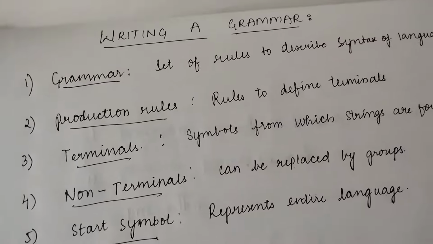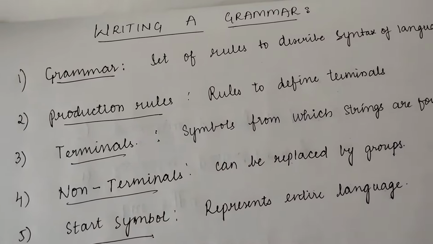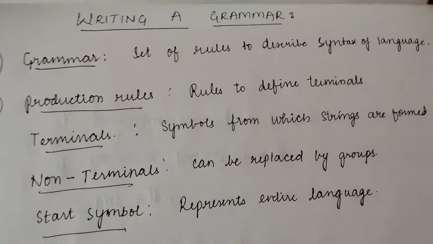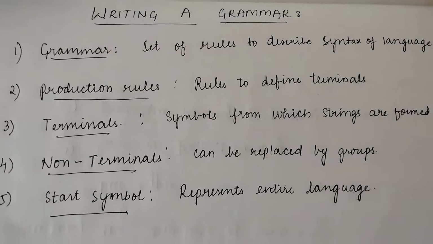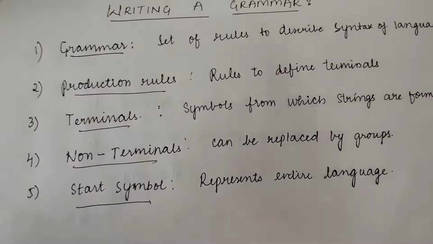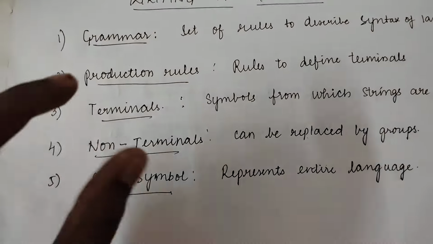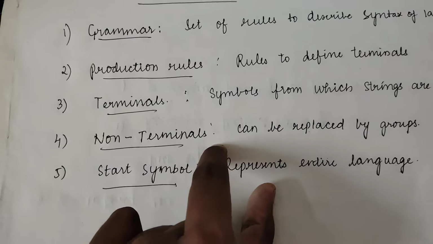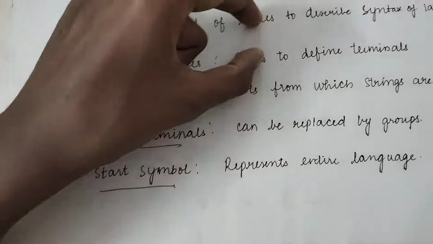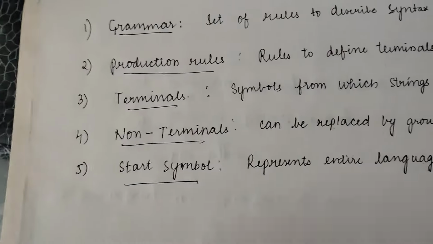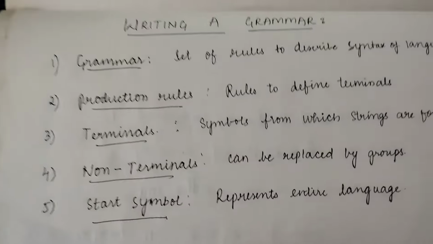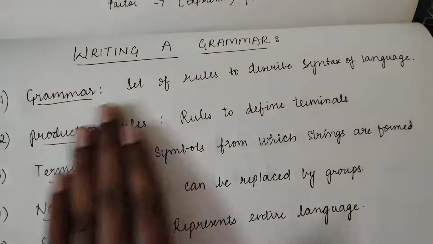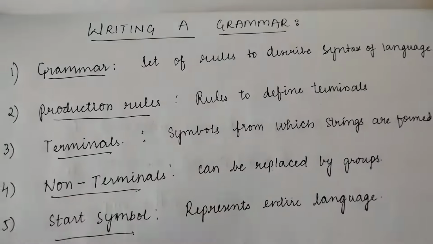So in simple words, let's take it this way. First one is grammar, right? Now, what is grammar? Grammar is basically the set of rules which describe the syntax of a language. It consists of a finite set of production rules where each rule describes how a particular language construct can be formed. So, what is grammar? Basically, the set of rules which describe the syntax of a language.